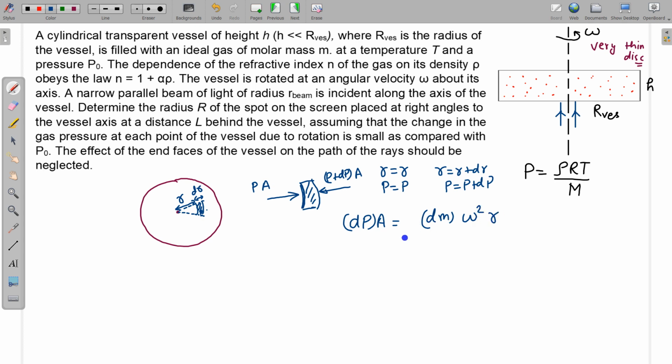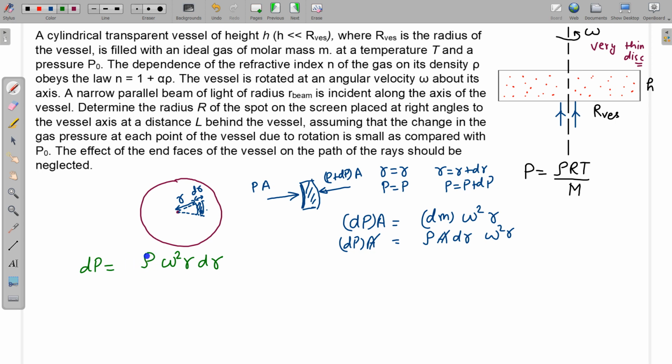What is this dm? dm is the density of this element, rho, times area, times this width dr. So this is the volume A into dr, and this is the mass, times omega square into r. So this is dp into a, and this a and this a will be cancelled. So dp, the change in pressure in dr distance, is equal to rho omega square r dr.